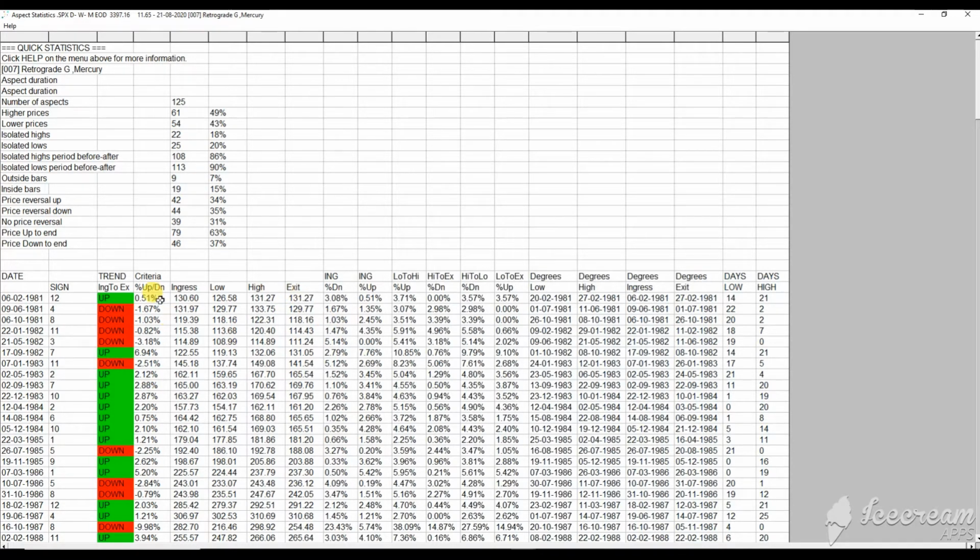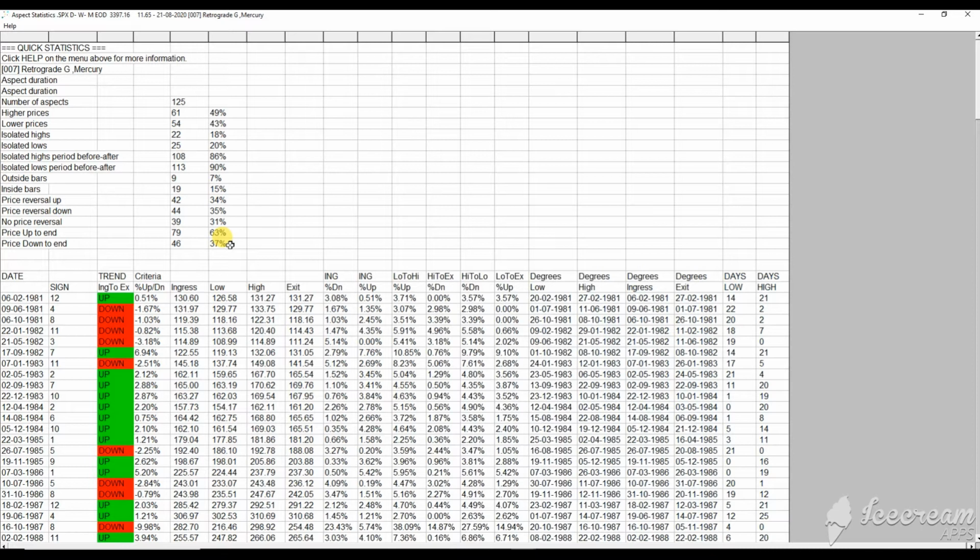Now, how you can use this is more important. So in this table here, you can see that this is the price of ingress, the closing price of the ingress. This is the lowest point during the retrograde period. This is the highest point during the retrograde period. And this is the exit point. So from ingress to exit, what the market did, this result is here, that 63% of the time it has closed up and 37% of the time it has closed down.